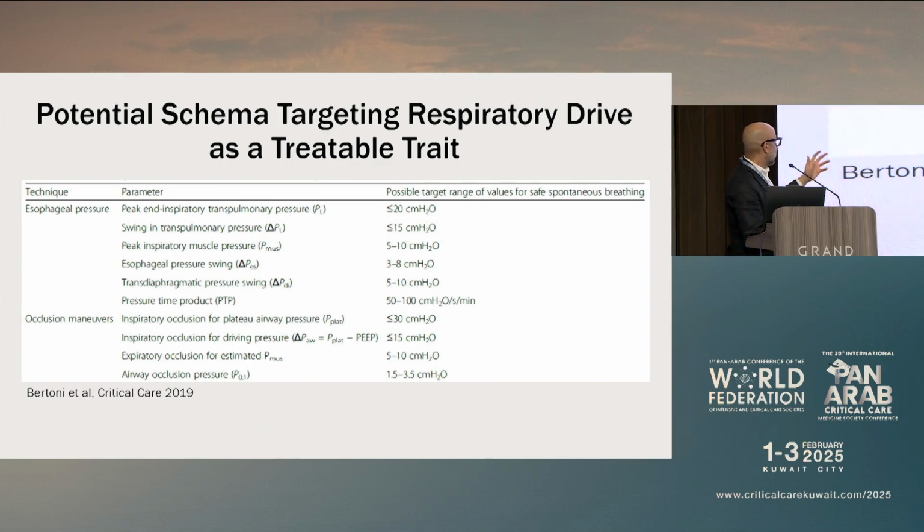And this is a helpful list compiled by Bertoni and colleagues, where these are the outputs that you can get from esophageal manometry and/or P0.1 that tell you about the state of the lungs. And amongst these, I'm most excited by the dynamic measurements, where we can start thinking about esophageal swing as a metric of how we decide subsequent interventions.